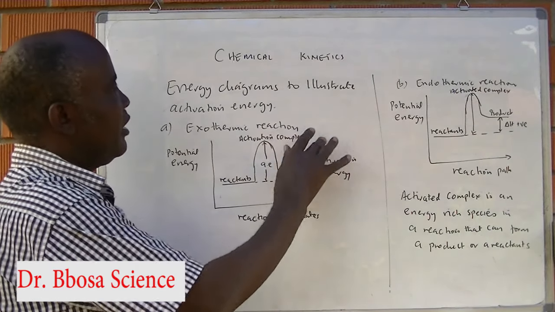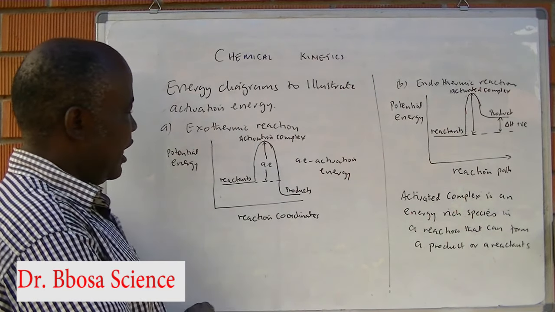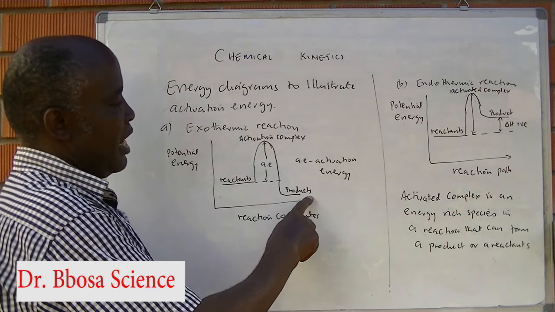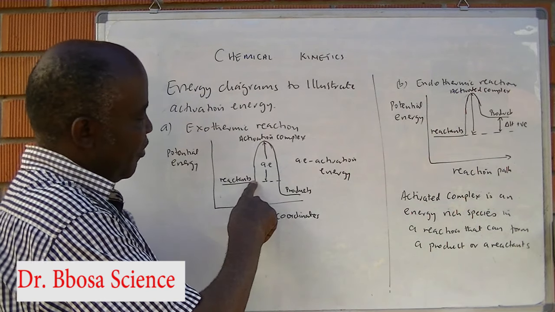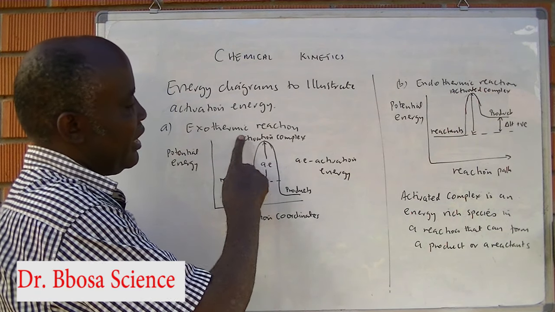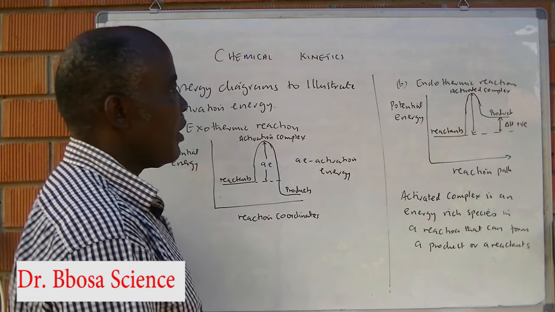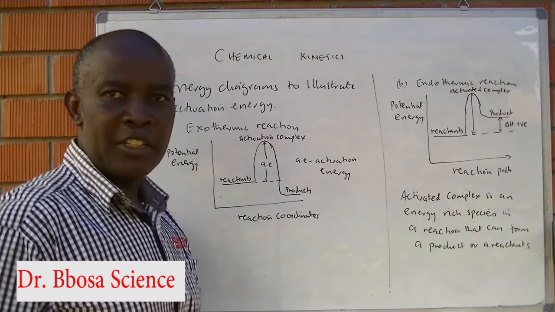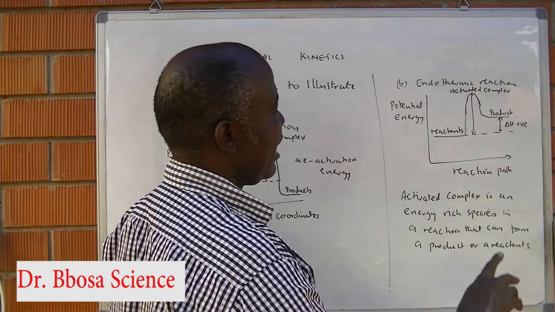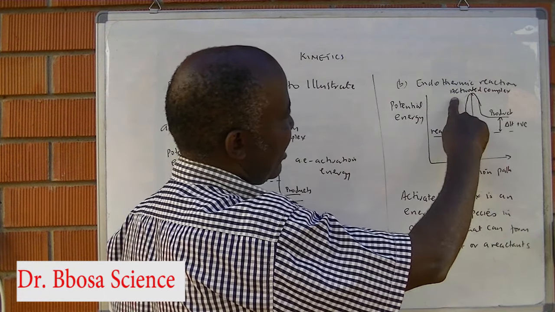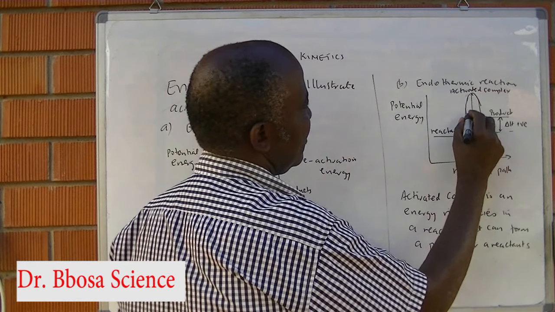Energy diagrams to illustrate activation energy. Exothermic reaction. In an exothermic reaction, the products have lower energy than the reactants. The energy required for the reactants to form the activated complex is what we call activation energy. In an endothermic reaction, the products have more energy than the reactants. The energy required by the reactants to form the activated complex is called activation energy.